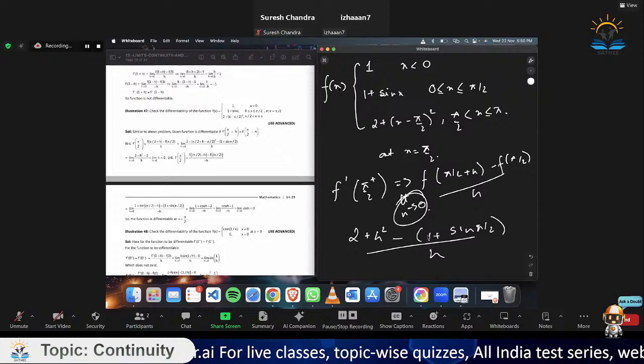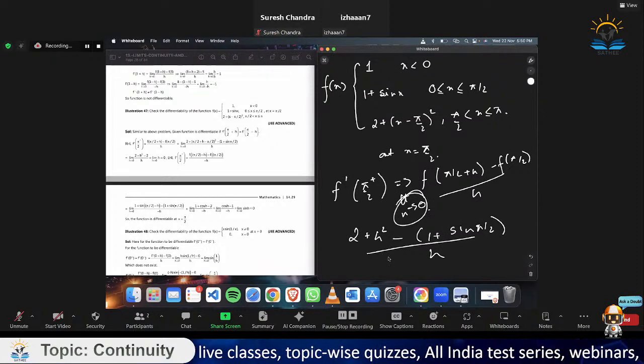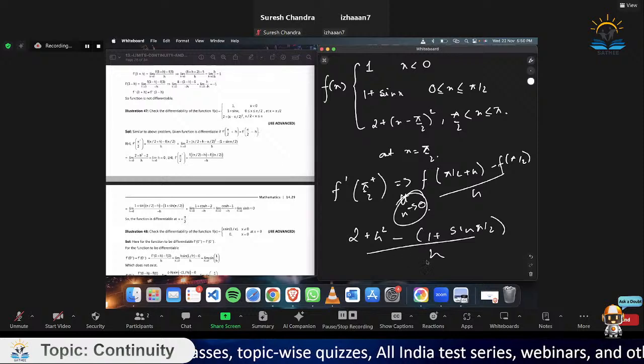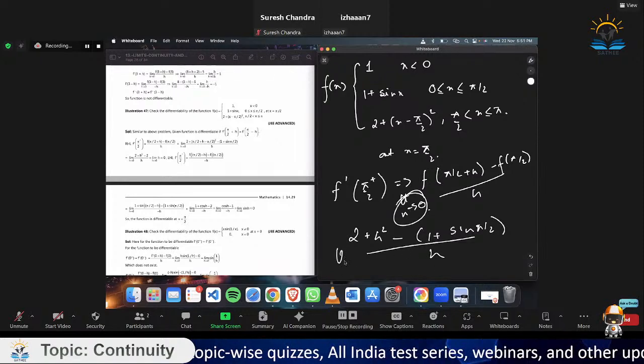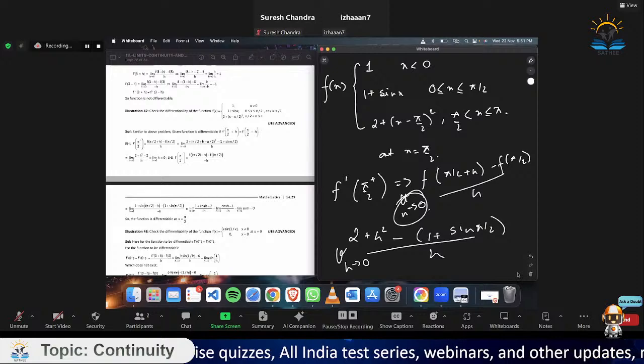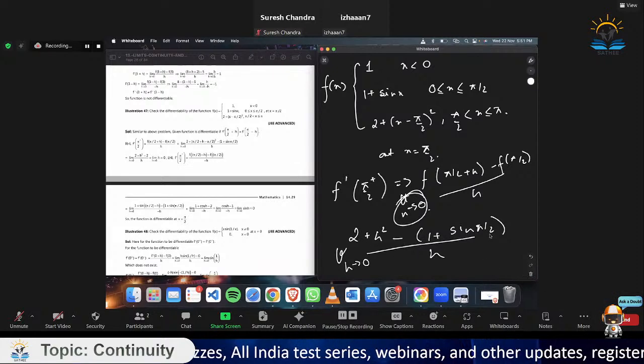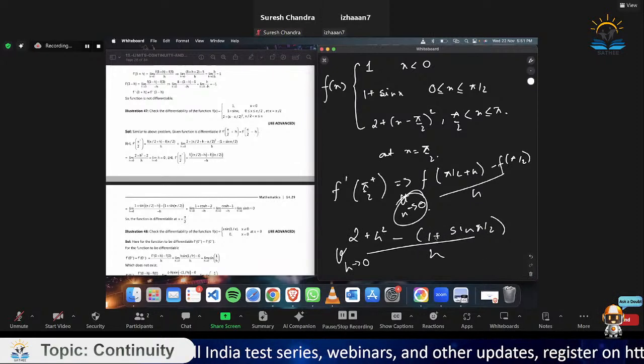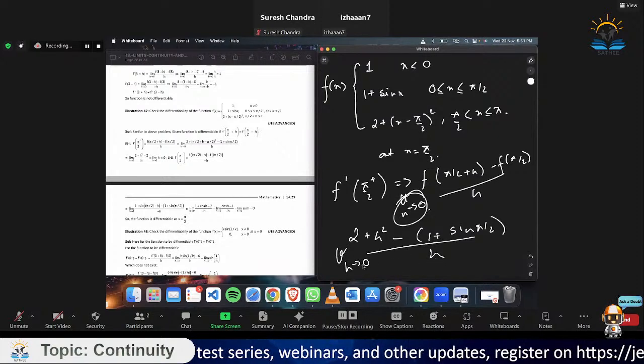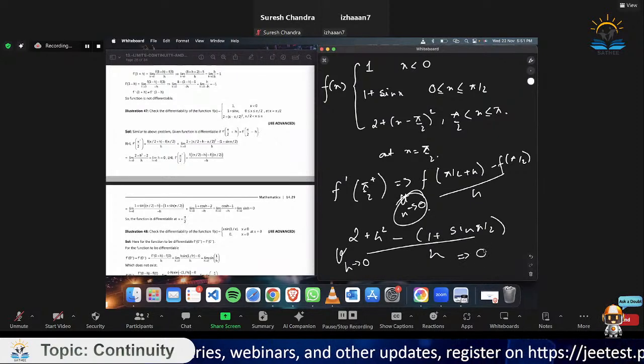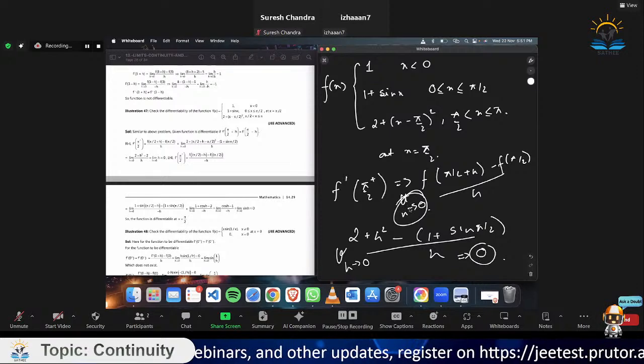So it will be 1 plus 1, 2. 2 minus 2 will get 0. h square by h, limit h tending to 0. So this is 2. Sine pi by 2 is 1. 1 plus 1, 2. 2 minus 2, 0. h square by h, h, limit h tends to 0. So the value for this will be 0 for the right hand limit.